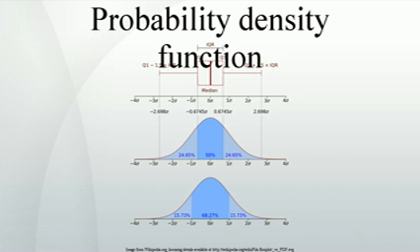The probability density function is non-negative everywhere, and its integral over the entire space is equal to 1. The terms probability distribution function and probability function have also sometimes been used to denote the probability density function. However, this use is not standard among probabilists and statisticians.